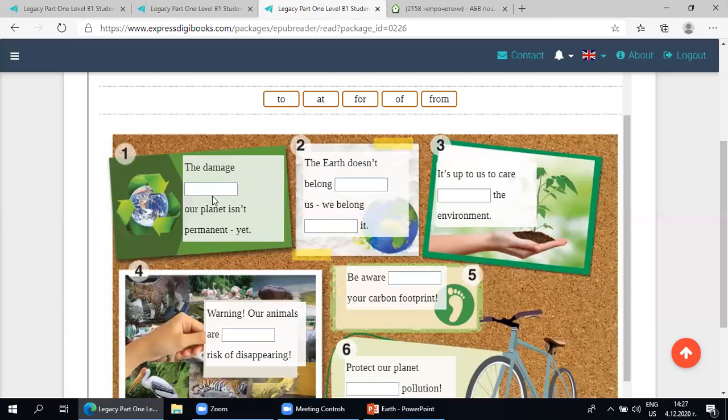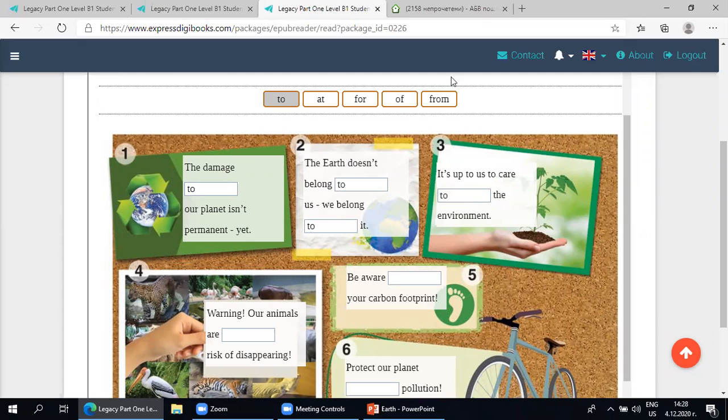Can I read? Yes. The damage to our planet isn't permanent yet. Okay. Can I read? Okay, let's be quick. The earth doesn't belong to us, we belong to it. Yes, we belong to it. Next one. May I read, Miss? Yes, please. It's up to us to care for the environment. Yes, it's up to us to care for the environment.